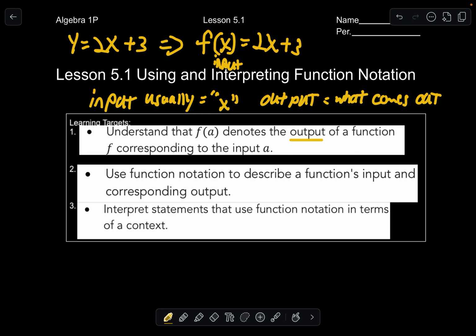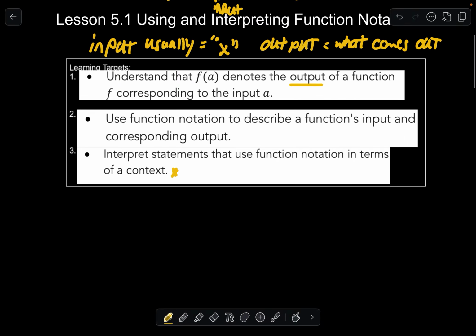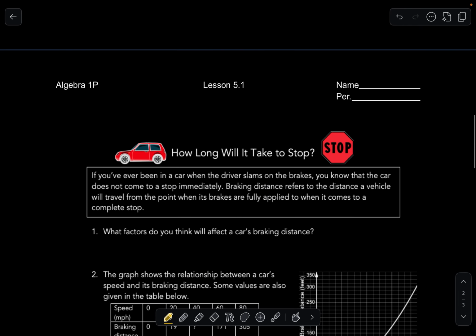Okay. Use function notation to describe a function's input and corresponding output. That's domain and range, words we're going to get into. And then number 3, interpret statements that use function notation in terms of a context. So that's just applying this idea of function notation. All right, so here we go.